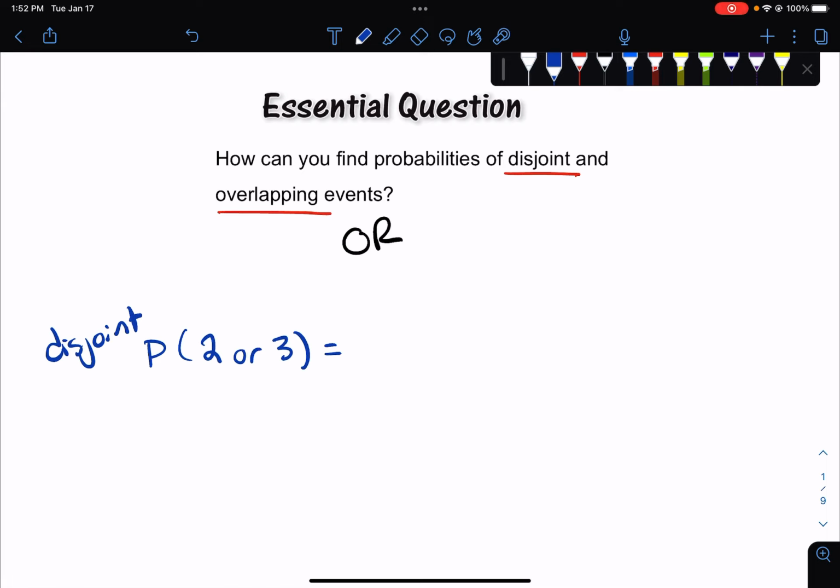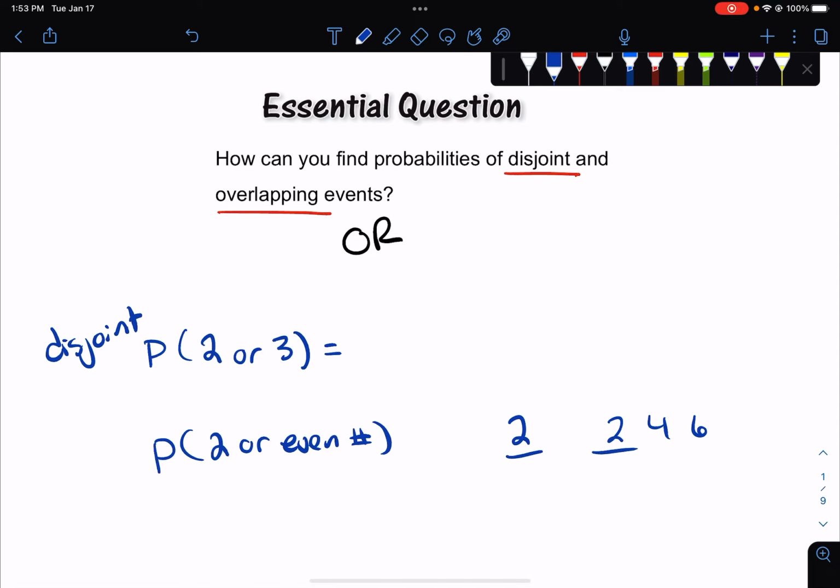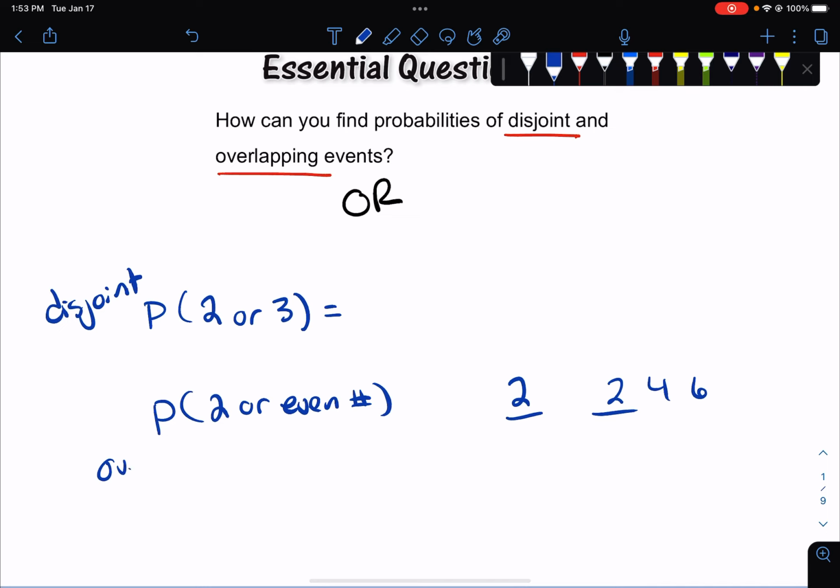But if I were to say, what's the probability of getting a 2 or an even number, these can happen at the same time. Because I could get a 2 and the even numbers are 2, 4, and 6. So 2 shows up in both lists. That makes this an overlapping event because 2 shows up in both of them.